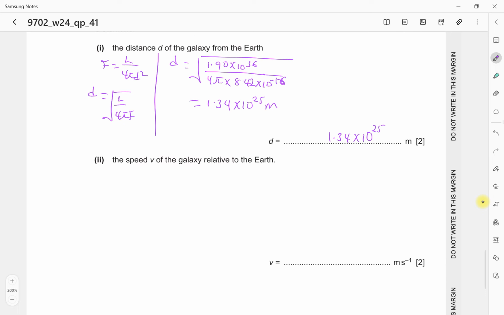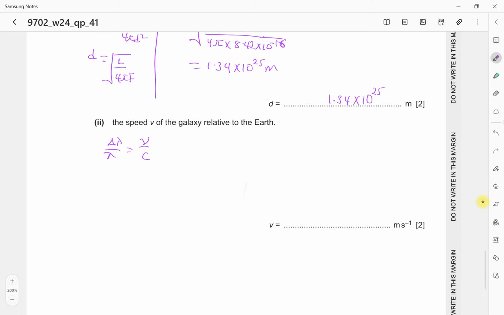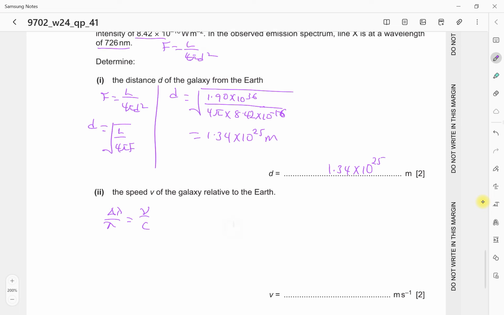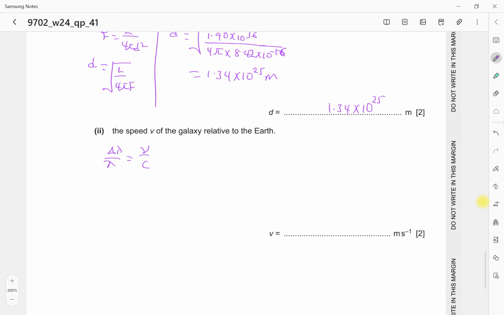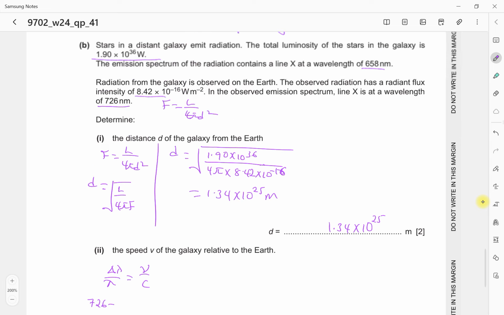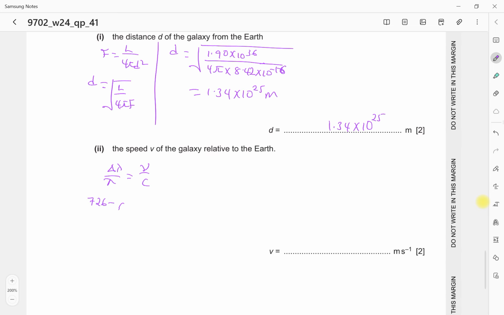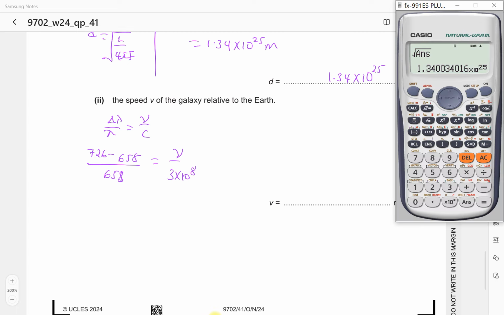Then the speed v of the galaxy relative to the Earth. So we know that the apparent change in wavelength is equal to the ratio of the speeds v over c. So I'll substitute: the observed wavelength, which is 726, minus the wavelength in the laboratory, which is 658, divided by the wavelength in the laboratory, 658. So this is the change in wavelength over the wavelength in the laboratory, which should be equal to v divided by 3 times 10 to the power of 8.